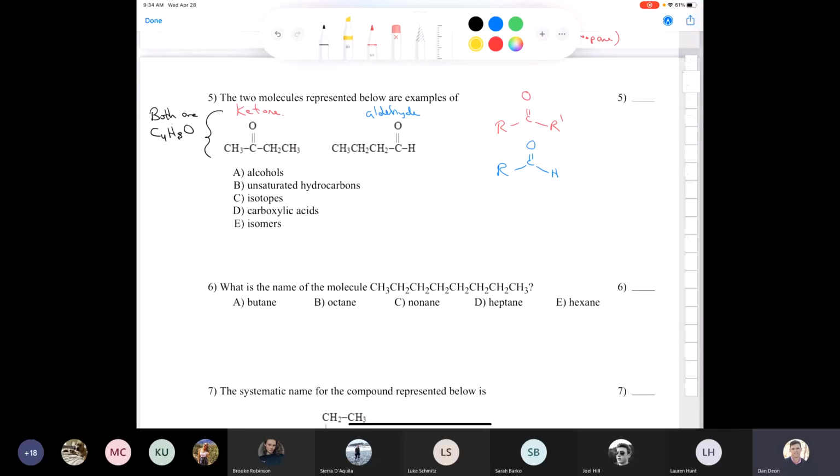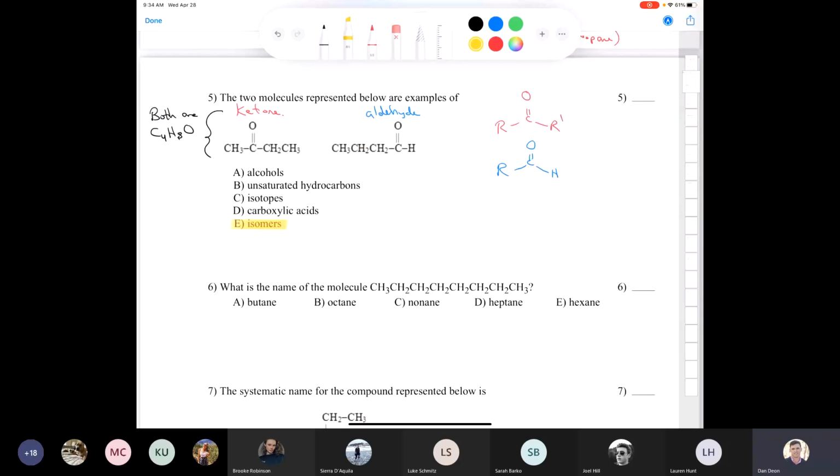So the answer is they're not alcohols, they're not unsaturated hydrocarbons, that would be an alkene or an alkyne. They're not isotopes, they're not carboxylic acids. What are they? They are isomers of each other. They're made from the same numbers of atoms, but they have a different connectivity, or they're connected in a different way. Question number 6, what is the name of this big old molecule here?